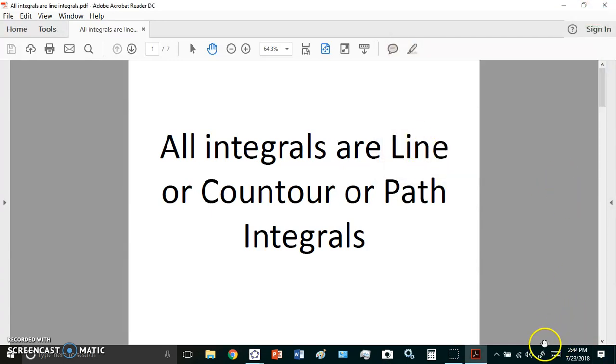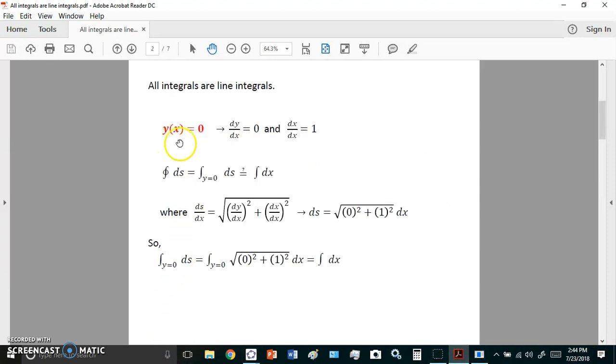So my claim is that all integrals are line or contour or path integrals. Line, contour, or path all mean the same thing. Okay? Now, let's consider the line y of x is equal to 0, or the x-axis, because that is the line that we use to scale our integral. In other words, if we're looking at a particular area between a curve and the x-axis, we're scaling the integral according to the x-axis. Okay? In other words, the length of the x-axis.